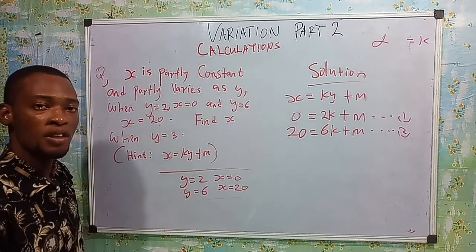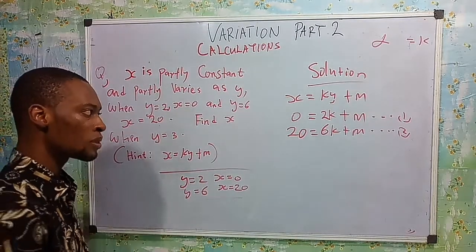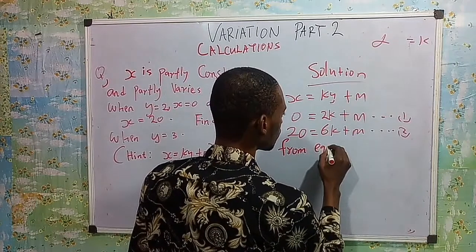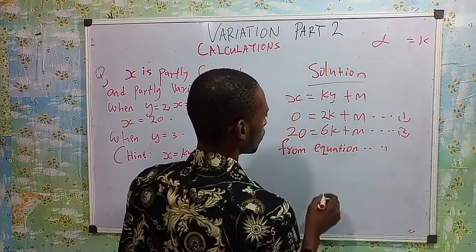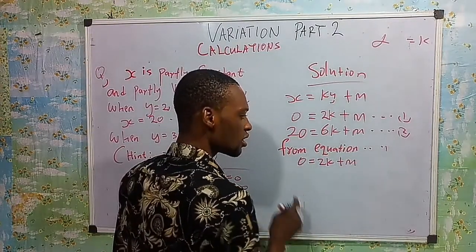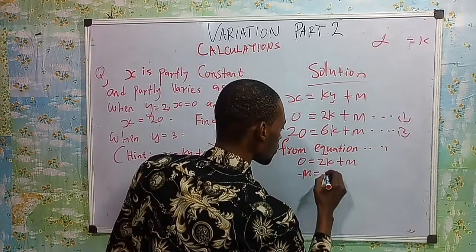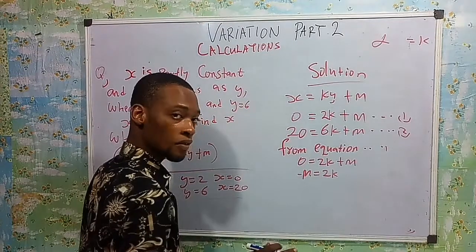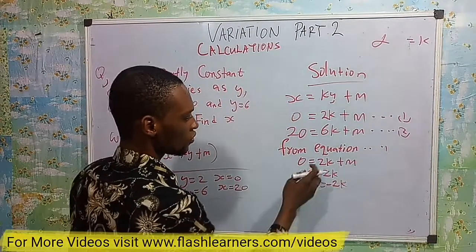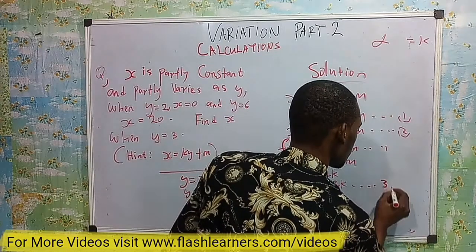I've already treated simultaneous equations, so it will be very easy for you to solve. If you don't understand how to solve simultaneous equations, I would advise you to go to a topic specially dedicated to simultaneous equations. So from equation 1, we have 0 equals 2k plus m. Okay, here is 0. So let's take m to the other side. 0 minus m equals 2k. Because as you take it to this side, it becomes negative. So m equals minus 2k. If you take 2k to this side, it becomes minus 2k. So let's call this equation 3.